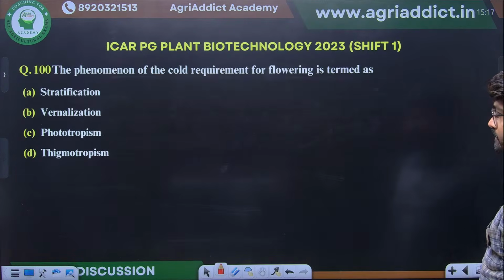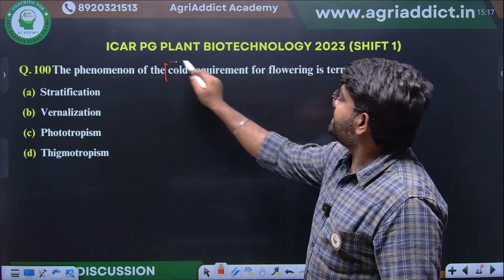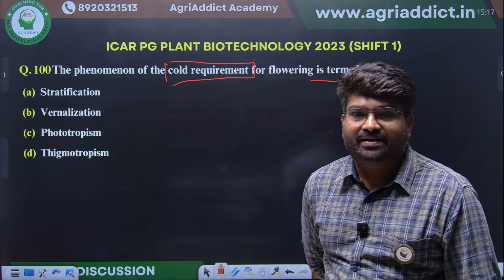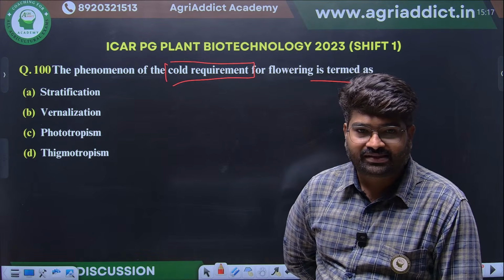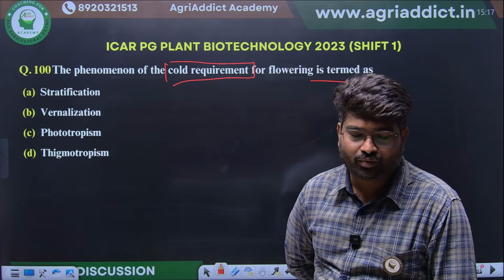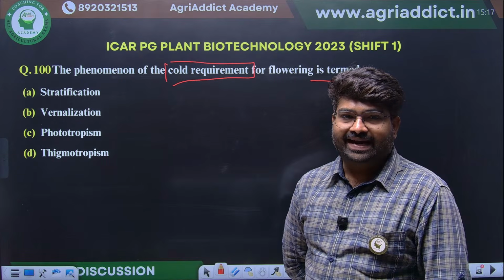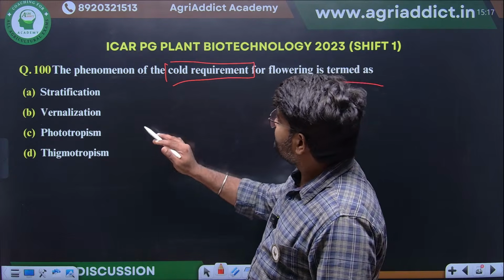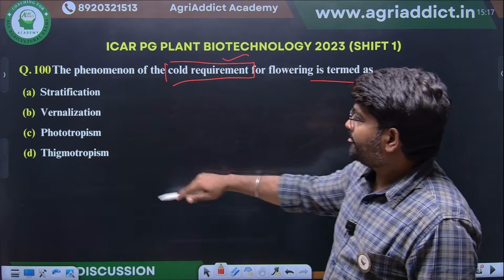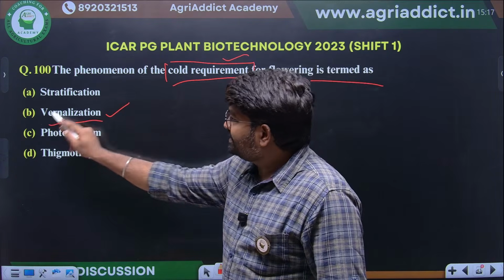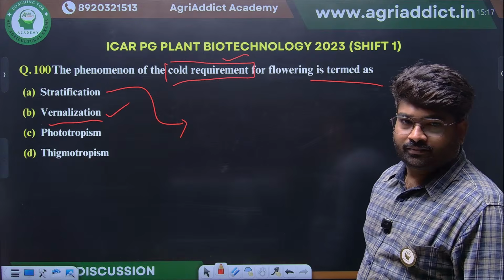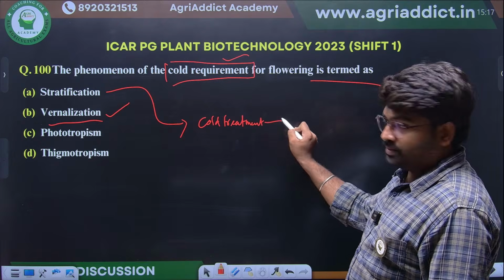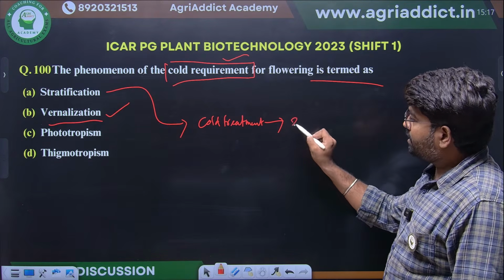Okay, very good. The phenomenon of cold requirement for flowering is termed as stratification, vernalization, photoperiodism, or thigmotropism? What will be the answer? Yes, vernalization: cold requirement for flowering. Vernalization is the right option. Then where will stratification come? Stratification is also a cold treatment we will do, but for what purpose? For breaking dormancy.